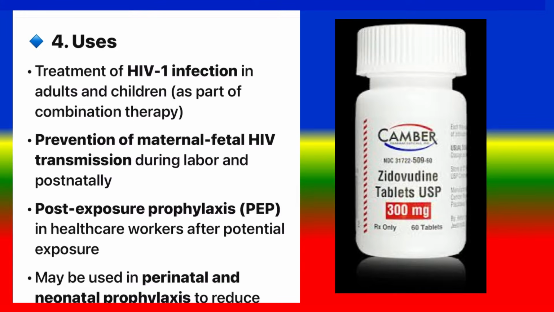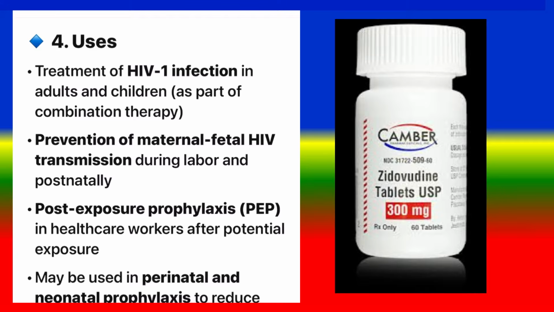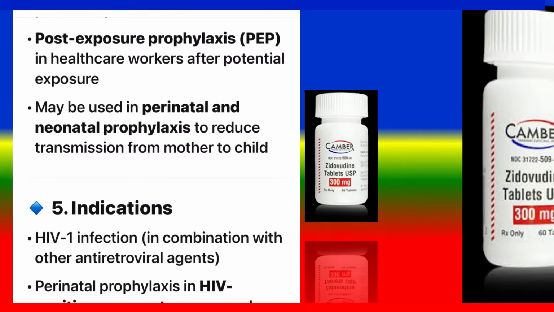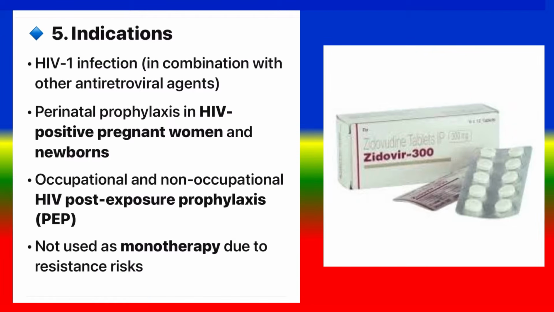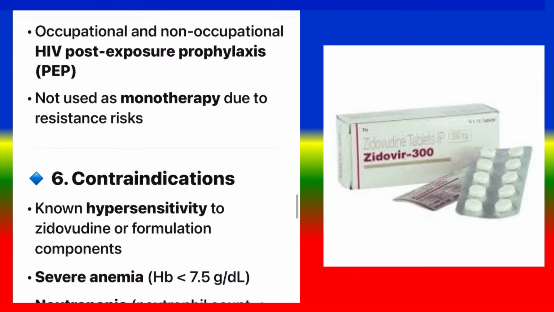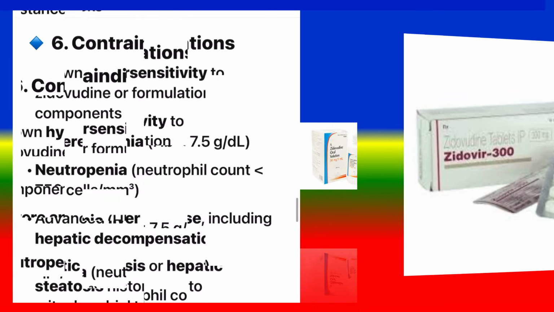4. Uses. Treatment of HIV-1 infection in adults and children as part of combination therapy. Prevention of maternal-fetal HIV transmission during labor and postnatally. Post-exposure prophylaxis, PEP, in healthcare workers after potential exposure. May be used in perinatal and neonatal prophylaxis to reduce transmission from mother to child. 5. Indications: HIV-1 infection in combination with other antiretroviral agents, perinatal prophylaxis in HIV-positive pregnant women and newborns, occupational and non-occupational HIV post-exposure prophylaxis. Not used as monotherapy due to resistance risks.